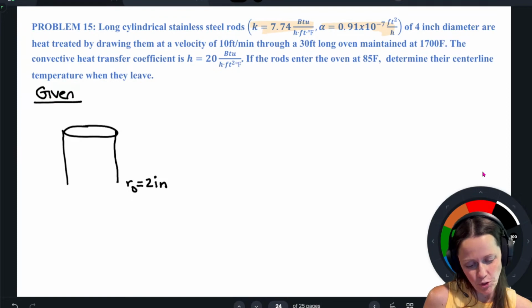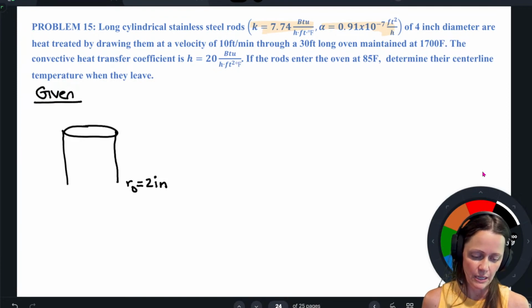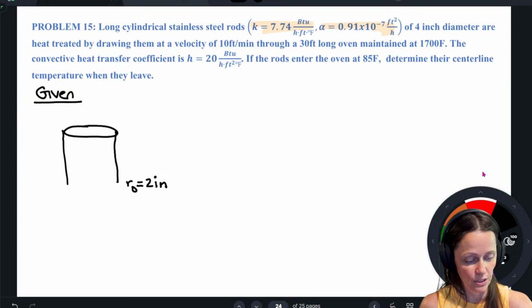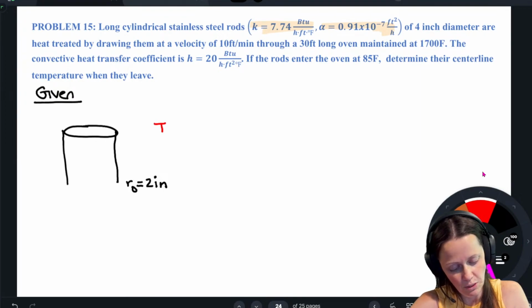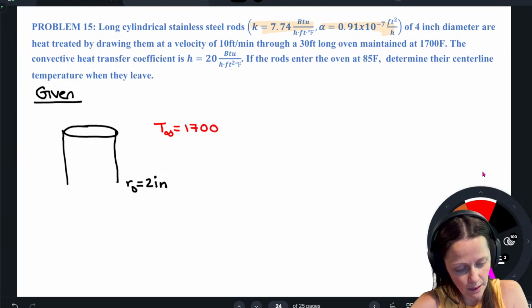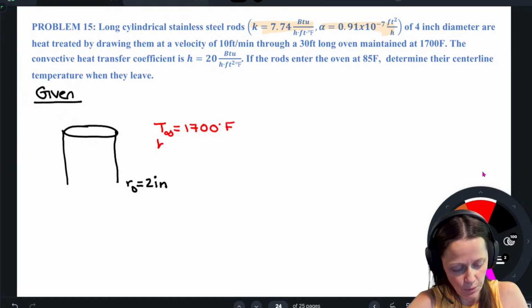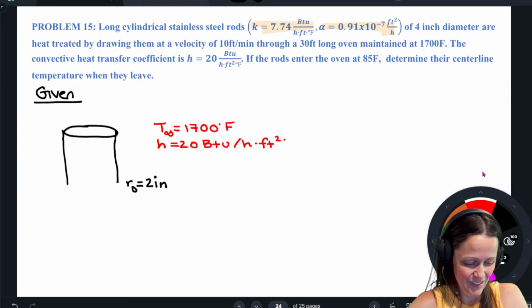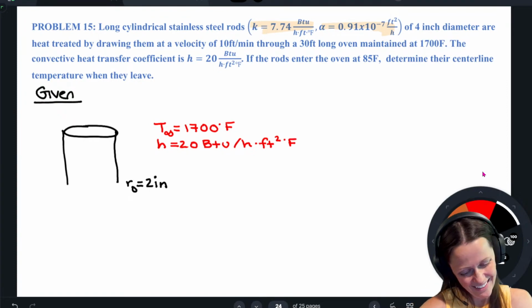All right. So they are heat treated by drawing them at a velocity of 10 meters per minute through a 30-foot long oven maintained at 1700 degrees Fahrenheit. So draw him definitely in red. Heat transfer coefficient. All right, holy units, Batman. BTU per hour foot squared degrees Fahrenheit. There we go.